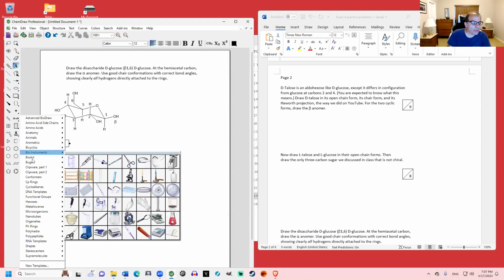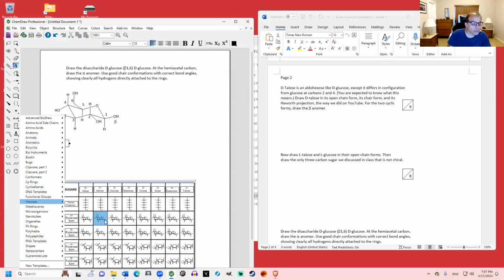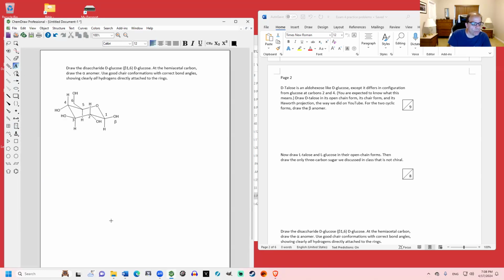And we're going to attach that to a second glucose. That glucose says at the hemiacetal carbon, of which there's only one, draw the alpha anomer. So I want the alpha pyranose form.